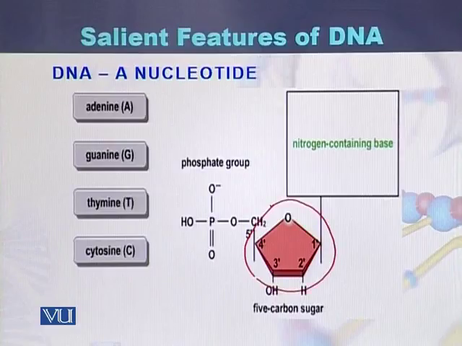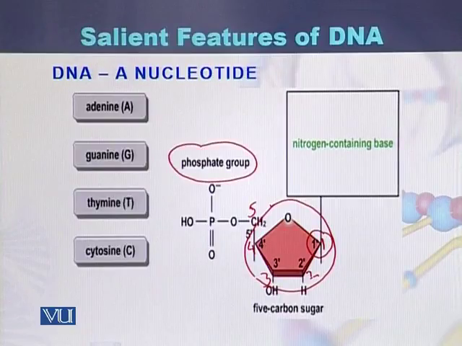This is the 5-carbon sugar, carbon number 1, carbon number 2, carbon number 3, carbon number 4, and here is carbon number 5. So the 5-carbon sugar is also called pentose sugar. Nitrogen containing base is attached at carbon number 1, while the phosphate group is attached at carbon number 5.